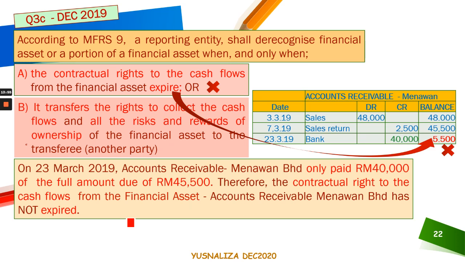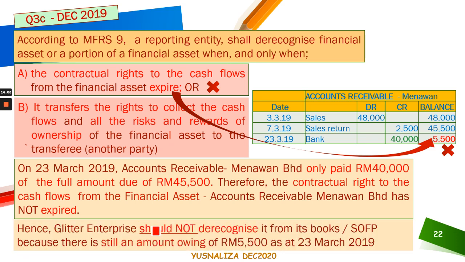Therefore, there is still a contractual right to the cash flow from the financial asset, account receivable. How much? 5,500. Because of that, you cannot derecognize account receivable Menawan from the books of Glitter Enterprise. Why? Because there is still an amount owing of how much? 5,500. That's at the date of 23rd of March. Because they have not fully paid, you will continue to recognize that as accounts receivable.